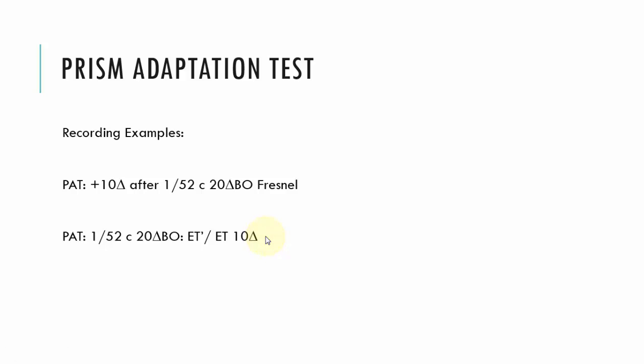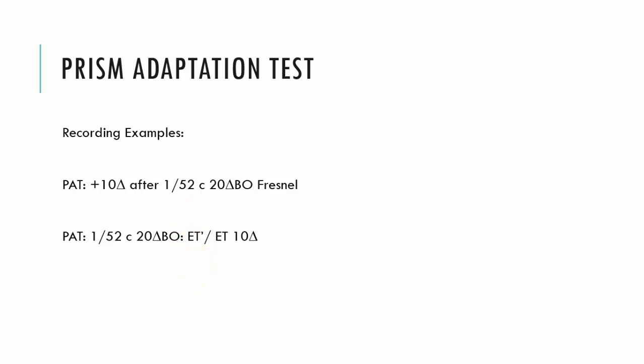There isn't a conventional way of recording a PAT, but what you do need is to have those elements included: the size of the deviation, how long you kept the prism on for, and the size of the prism. And in this particular instance, the second recording is better in that we also have the cover test result, whereas here I'm assuming it's an ET, but it's not indicated, and that could be an esophoria. So it is best to also indicate what that deviation is.